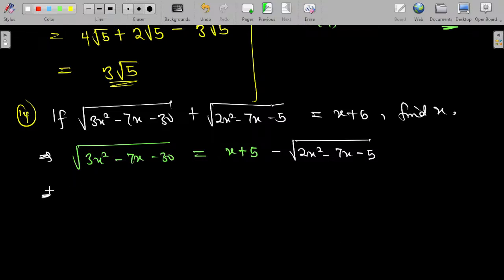Here we'll try to remove the radicals on the left by taking the square of both sides. If we take the square of both sides, this square will cancel the square root. You have 3x squared minus 7x minus 30.